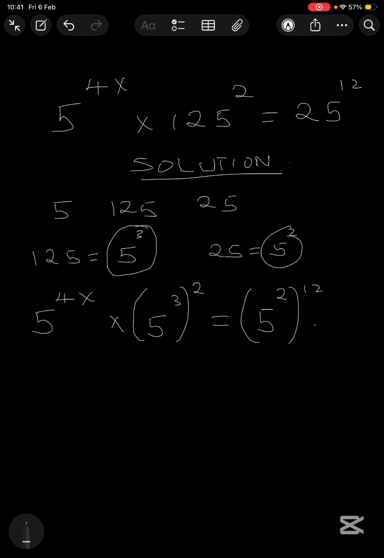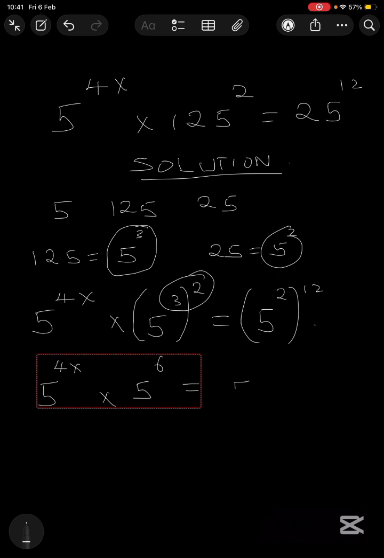We can use the power law of indices, whereby we multiply the powers. So this one becomes 5 power 4x times 5 power 6, that is 3 times 2, we get 6, is equal to 5 power, we take 2 times 12, we get 24. So as you can see, the base is the same.